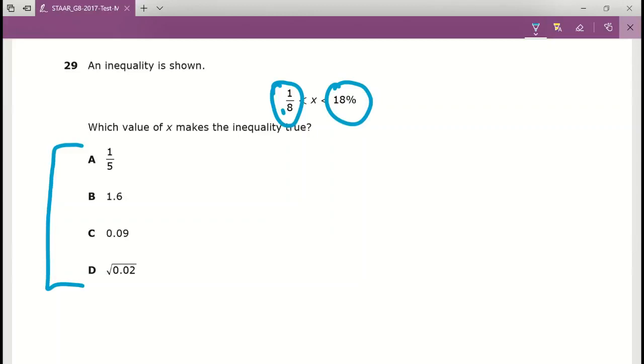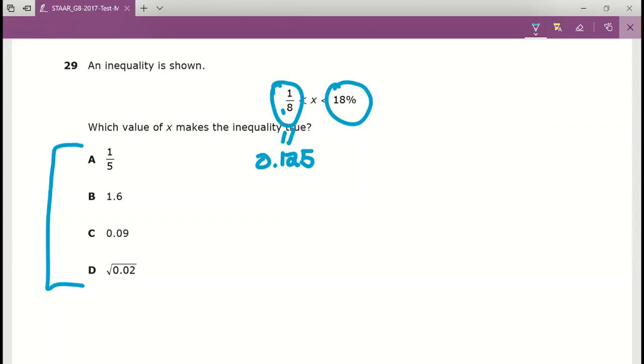So the first thing I would do is convert these numbers up top into decimal form. Because remember, when we're ordering numbers, when we are comparing numbers, we want everything to be in decimal form so it's easy. Alright, so 1/8, we type in 1 divided by 8 in our calculator, press Control, Enter, and we get that this is 0.125.